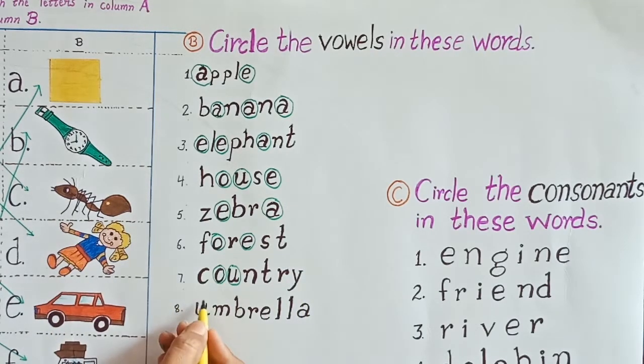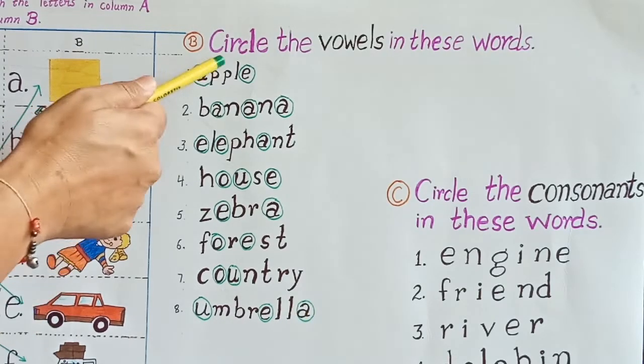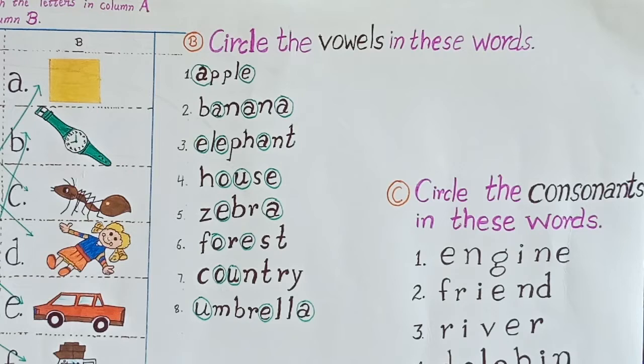Number 8. U is a vowel. M consonant. B, R both are consonants. E is a vowel. L, F consonants. Again, A is a vowel. You have to circle all these vowels in these words.